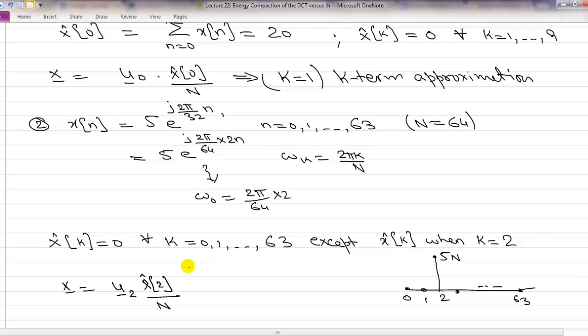In general, the thing is that if you have signals which are pure sinusoids, for example, of pure complex exponentials, DFT does a rather good job of compressing them. Okay.